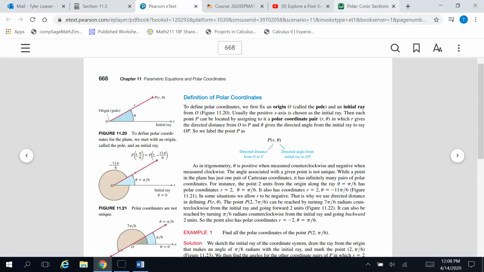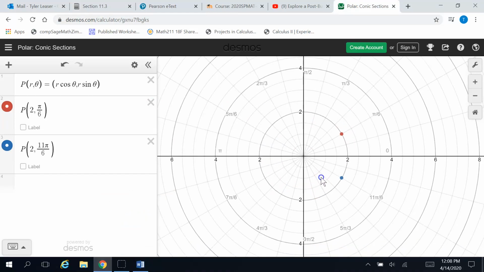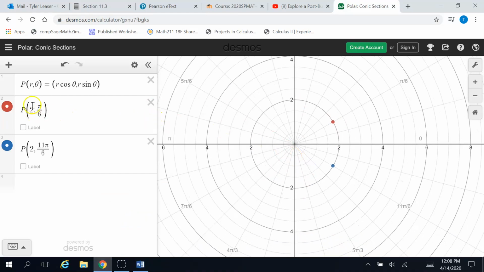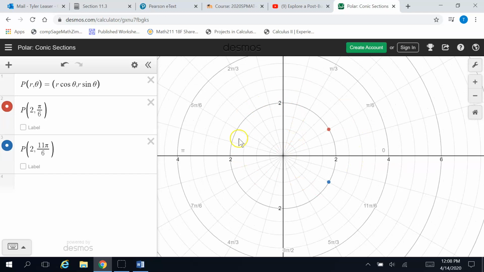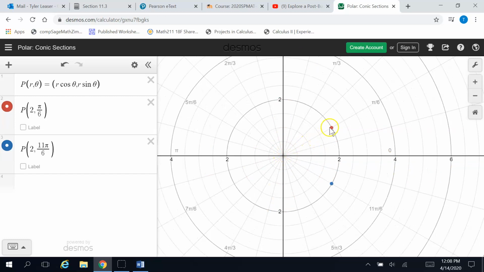So I opened up Desmos here just to show you a couple of examples. I graphed 2 points for us. We have the point (2, pi over 6), so just to see how that point works. Here we have a polar grid. The positive x-axis is that initial ray that we're talking about. The origin is still the origin of the xy axis, the intersection of those two things. The point (2, pi over 6) is 2 units away from the origin, and it's at this angle pi over 6 in the normal position.